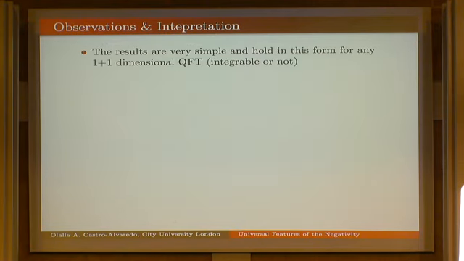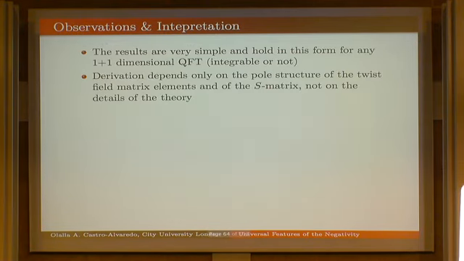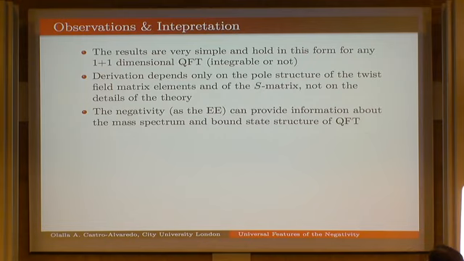This is just some observations that this is a very general result. The fact that it's so universal is due to the idea that what actually determines those contributions is the pole structure of the form factors, and that is the same for any theory. It's determined by kinematic requirements. So that's why the results don't depend so much on the S matrix.